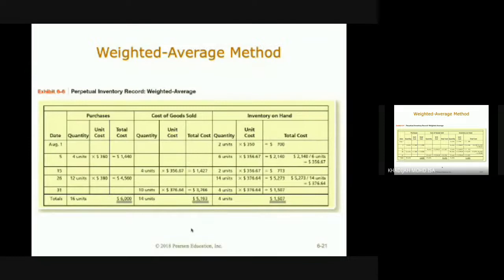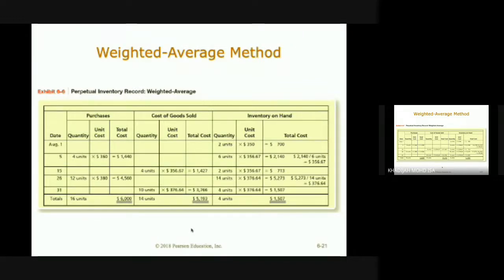On August 1st, you have 2 units times 350. That is your opening inventory. And then you purchase another 4 units at 360. So how many units do you have now? You have 2 units plus 4 units, so total units you have on August 5th is 6 units. So how do you want to compute your average cost?